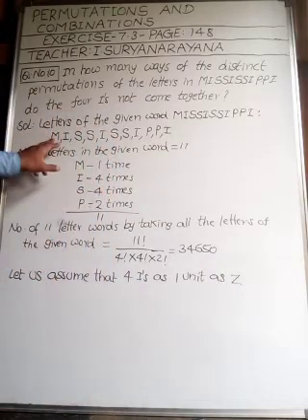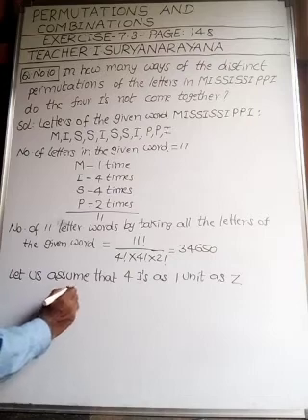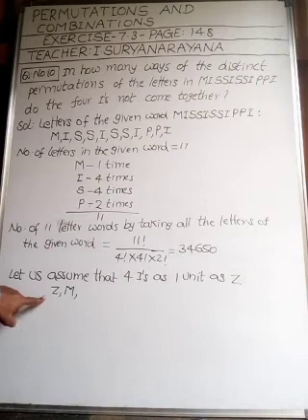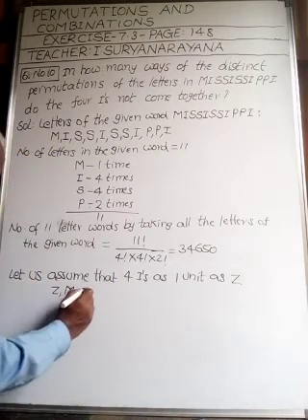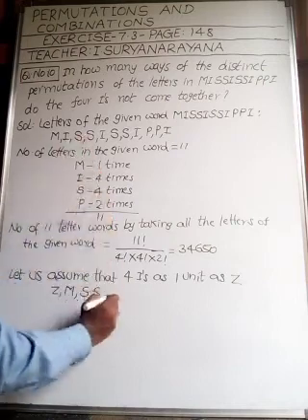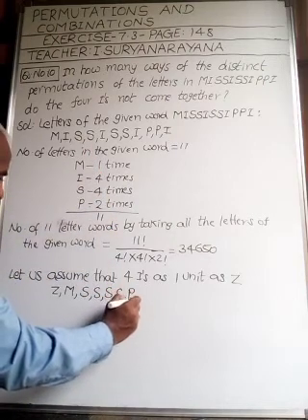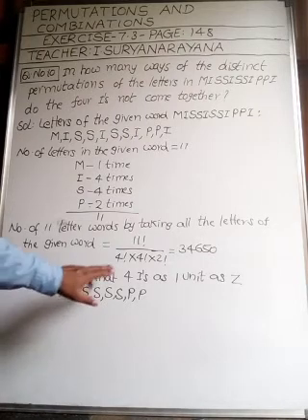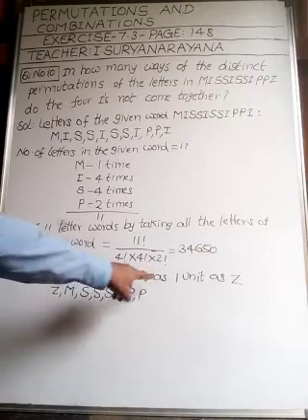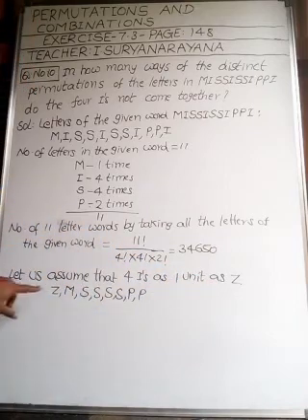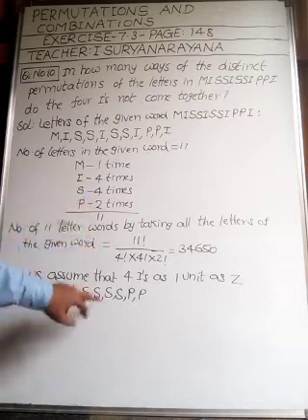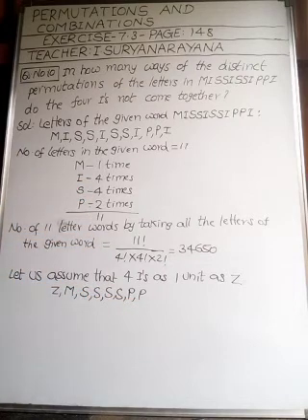Then again write the letters of this word. All 4 i's are taken as Z. M, S, S, S, S, P, P, and Z. Then this word becomes like this. 4 i's are taken as 1 unit, as Z. So in the place of 4 i's, I have taken Z as 1 letter. M, only 1 M is there. 4 S's, I wrote 4 S, and 2 P's.